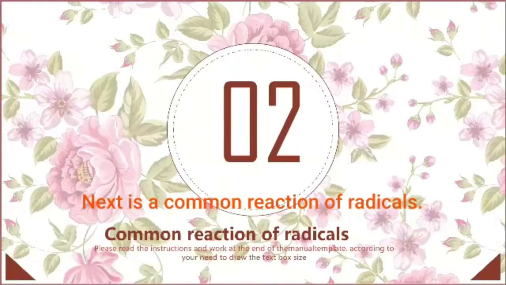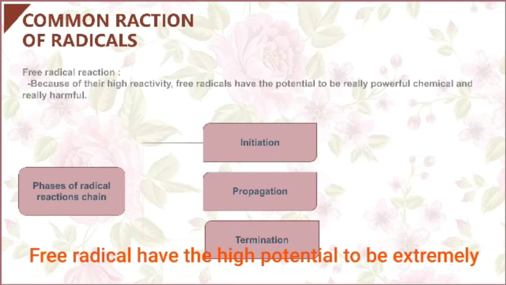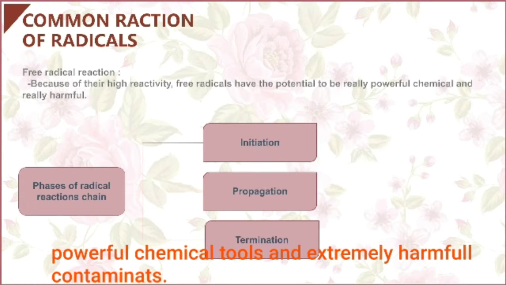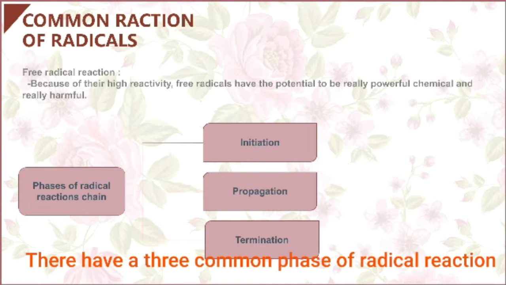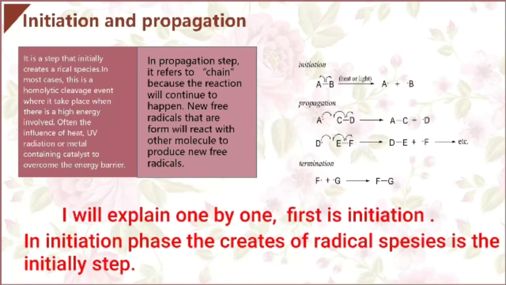Next is common reaction of radical. Free radical reaction has a high reactivity. Because of it, free radicals have the high potential to be extremely powerful chemical tools and extremely harmful contaminants. They have three common phases of radical reaction chain, which are initiation, propagation, and termination. I will explain one by one.